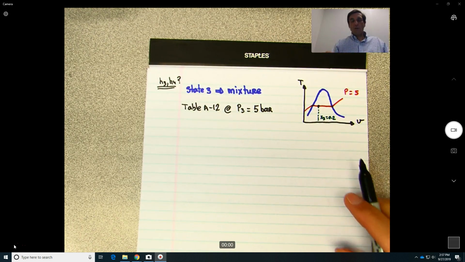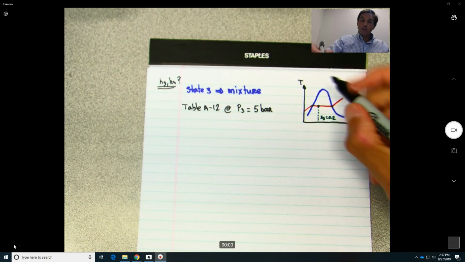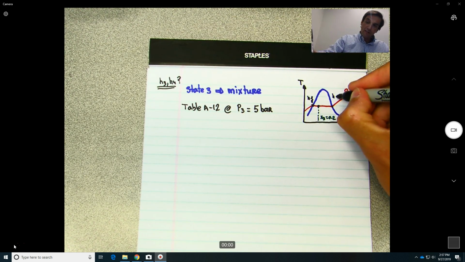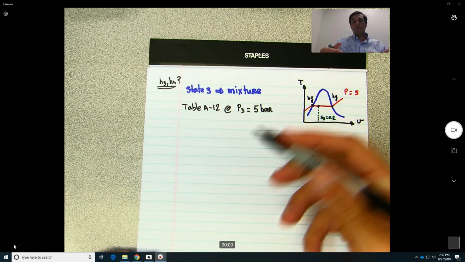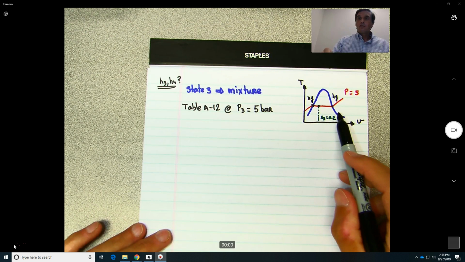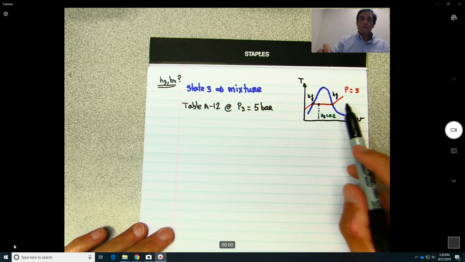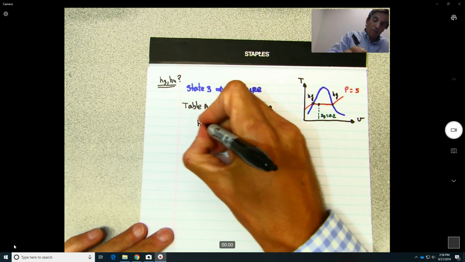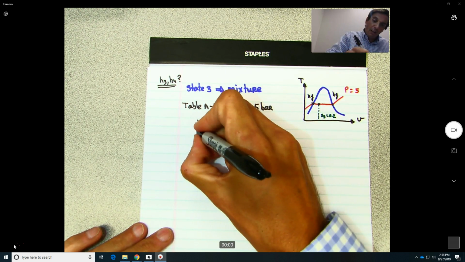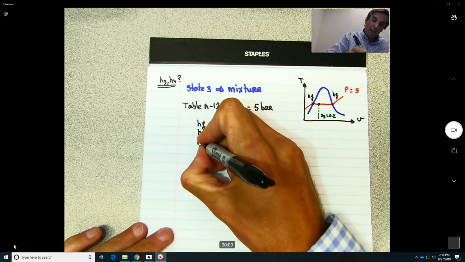So we go to table A12, we look at 5 bars, and we're going to look at the value here of H fluid and here H gas. And then we're going to have to use the equation to find what is the value for 20%. So we go to the table A12. I'll show you that now. We find out what is HF, H gas, HFG.